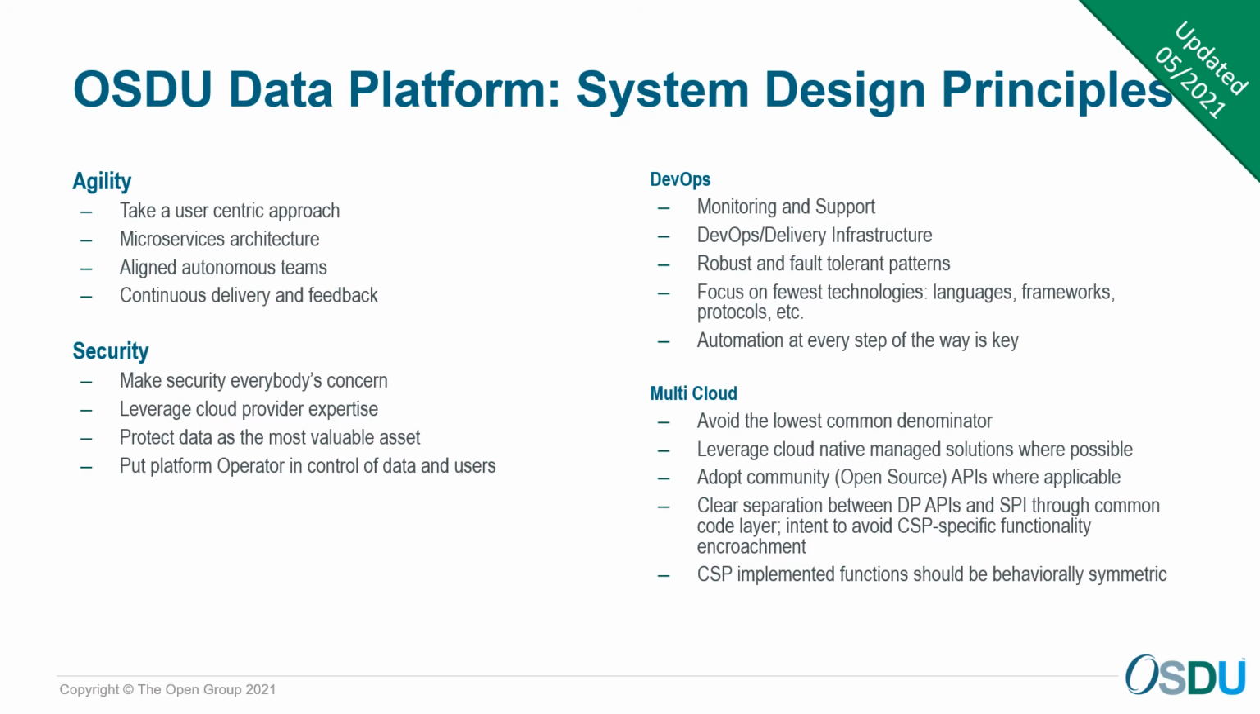Right, and this gets into the next part, which is this clear separation between the common code and the cloud functionality. All right. And then the last portion, a follow on to the previous ones, means that if the CSPs are providing functions, they need to be behaviorally symmetric, right? If we're going to be providing the same OSDU behavior across multiple cloud platforms, then we need to choose the technologies at the CSP that provide the functional symmetry that we need.